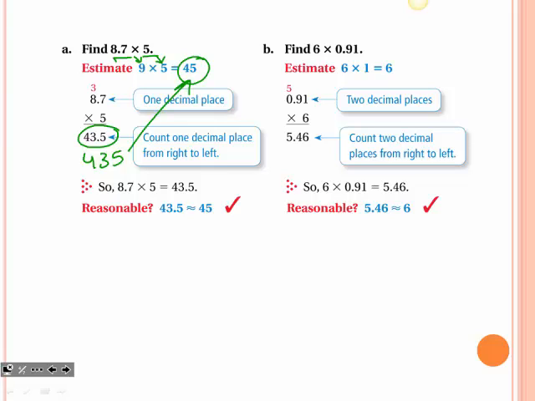Same thing with this next example over here. We round, keep the 6, but we round this to 1. So our answer is going to be close to 6. So if you forget your decimal, you can say, wait, 546 is not close to 6. You go, oh, that's right, I forgot my decimal. My answer is 5.46, which is close to 6. Okay?